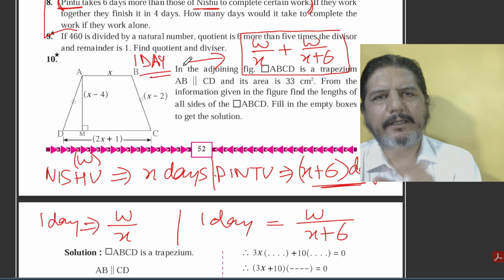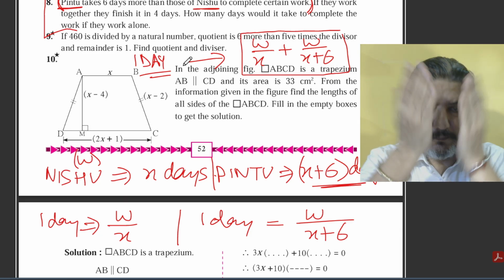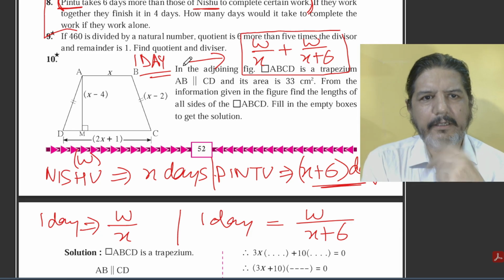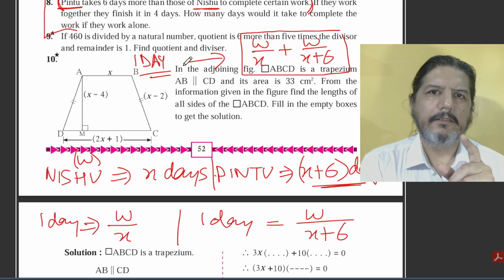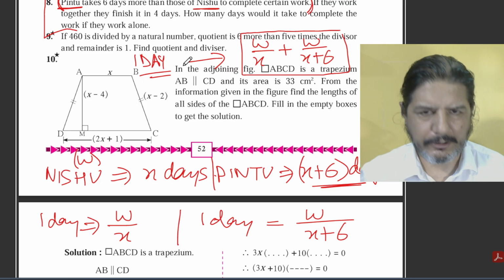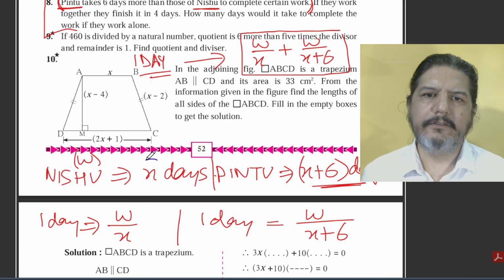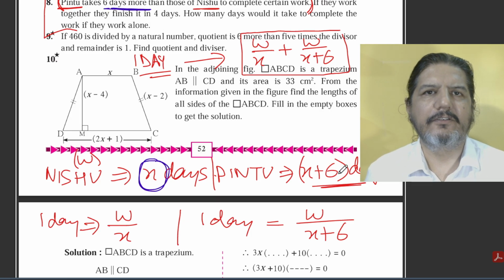I'll explain it again because this is a bit difficult to understand. So let me take you through the question again. Pinu takes 6 days more than Nishu to complete a certain work. So let us say that Nishu takes X days to complete the work. Now Pinu takes 6 days more, so Pinu will complete the work in X plus 6 days.